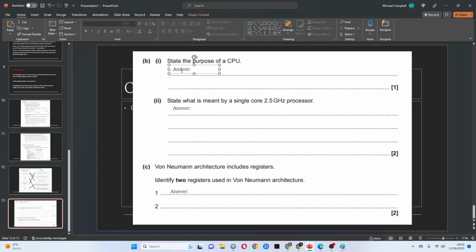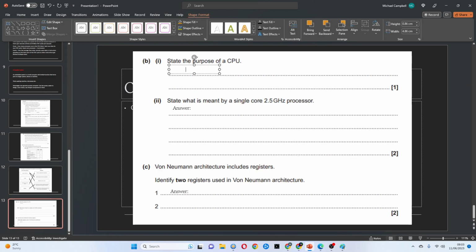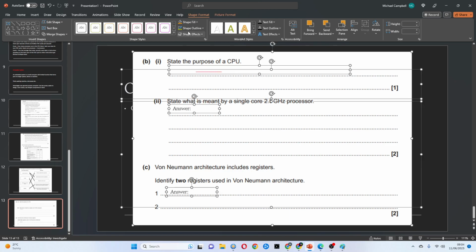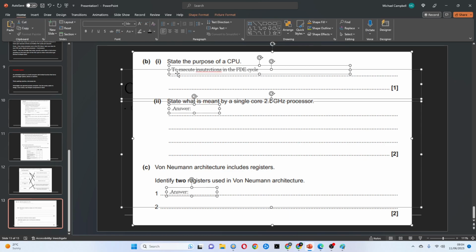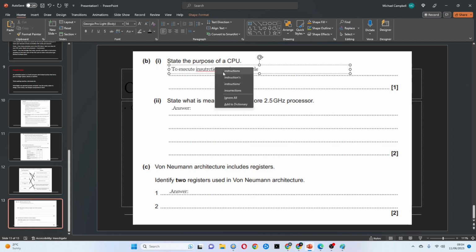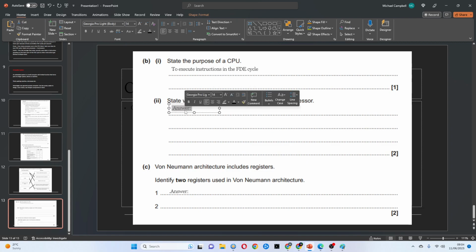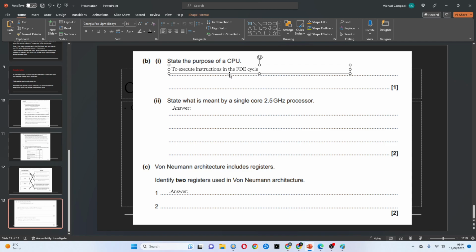Last but not least, state the purpose of CPU. To execute instructions in the FDE cycle. State words meant you could put something like perform process data and perform calculations, or input, process, output data as well. But always state FDE cycle, execute instructions.